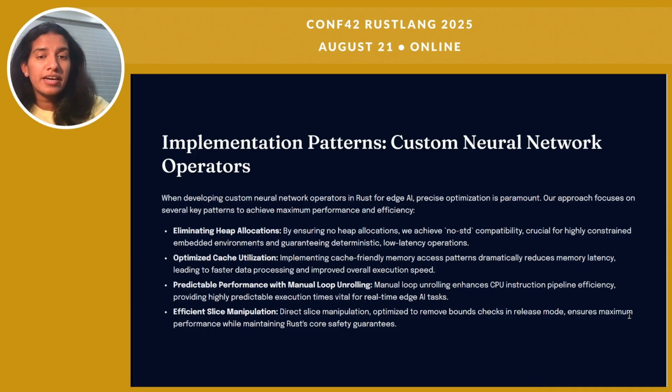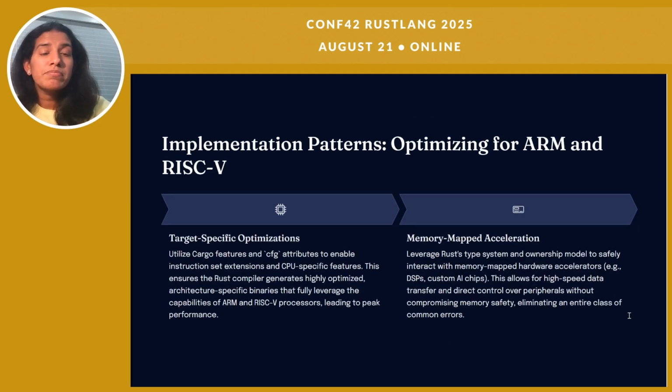Now let's talk in detail about the implementation patterns for optimizing for ARM and RISC-V processors. Rust lets us compile binaries that fully exploit the hardware. For example, we can use cargo features and cfg attributes to enable the instruction sets which are specific to a CPU, and then the Rust compiler generates highly optimized architecture specific binaries that leverage the capabilities of ARM and RISC-V processors, which eventually leads to peak performance.